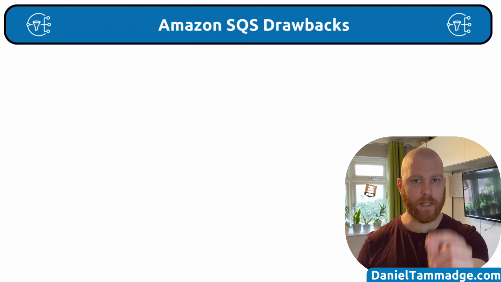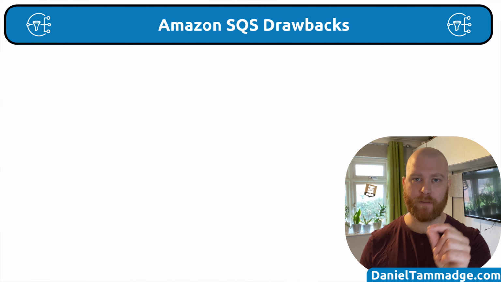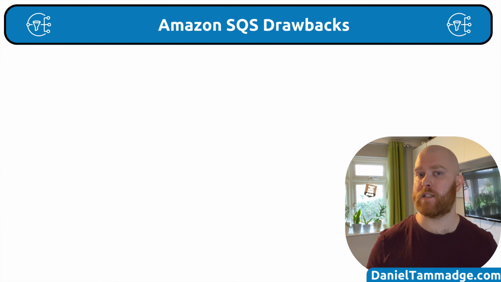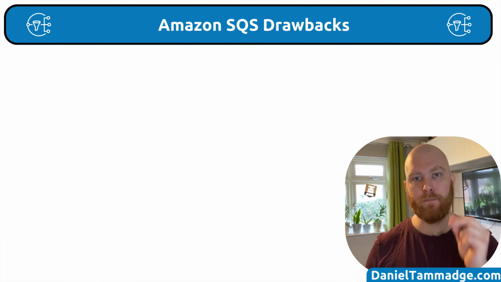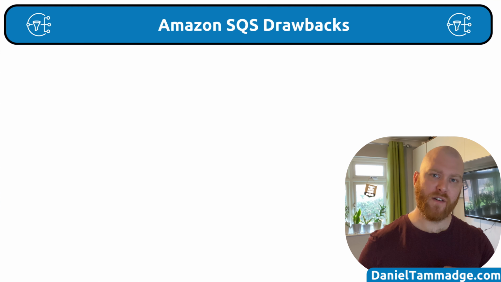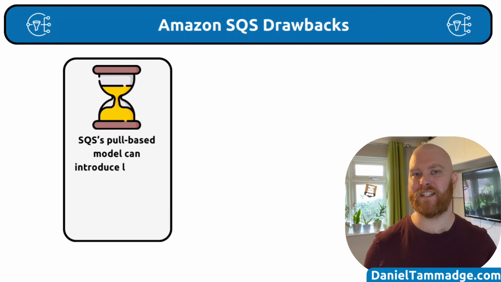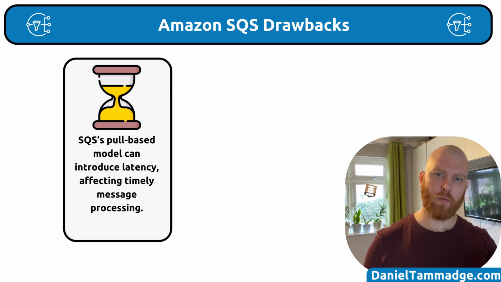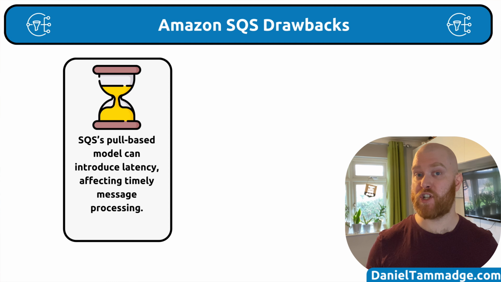However, it's essential to acknowledge and address the potential drawbacks associated with SQS to leverage its capabilities fully. The first is latency considerations. The inherent pull-based model of SQS might introduce latency due to the need for the consumer to poll the queue for new messages actively. This aspect requires careful management of polling strategies to maintain system responsiveness.